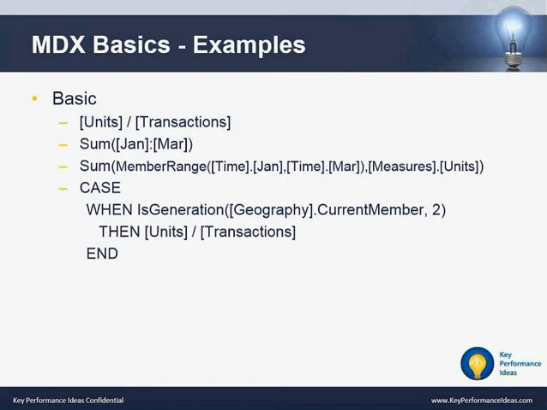The next one is a little bit more complex of a sum statement, and here we're actually showing the member range, where we're going to sum the member range of January through March for just our units measure. So again, you can see an example here of where we specified our dimension dot our member versus the one before where we just supplied our member. And then the final one is a very simple case statement, and this is our conditional statement that we like to use in MDX. You're basically saying case when your geography generation is 2, then I want you to do units divided by transactions, and whenever you have a case statement, you always have to have an end statement to end that case.